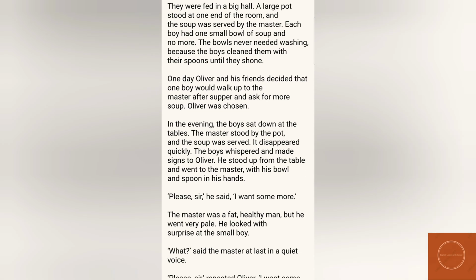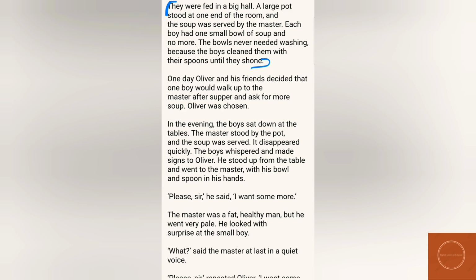They were fed in a big hall. A large pot stood at one end of the room, and the soup was served by the master. Now, the further lines in this paragraph mainly show how their system of food being distributed was in their orphanage, in the workhouse actually.